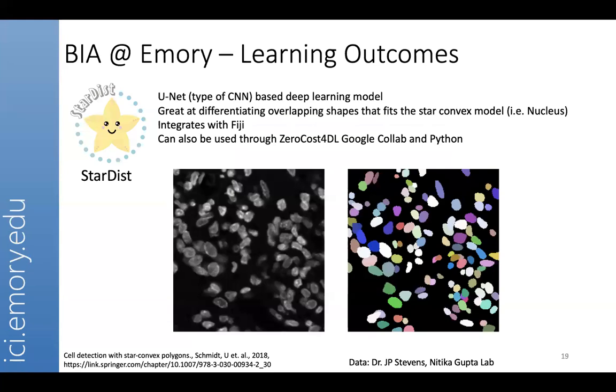Apart from that, there are a lot of models we'll be using. Let's say, for example, StarDist. So you have all heard, and are probably fascinated by, the word deep learning, right? Everything is so much about deep learning and artificial intelligence these days. There are plugins which integrate with Fiji. One of the plugins that integrates into Fiji is called StarDist, and StarDist is based on UNet, which is a type of convolutional neural network based deep learning model.